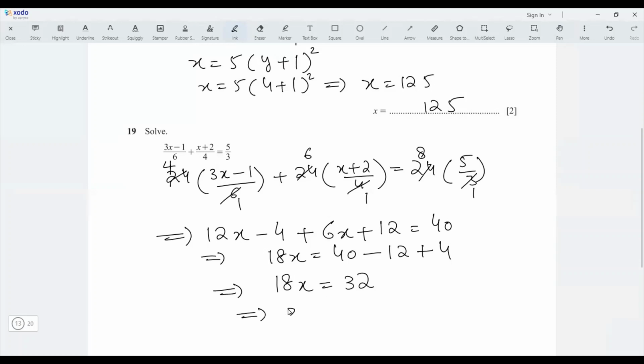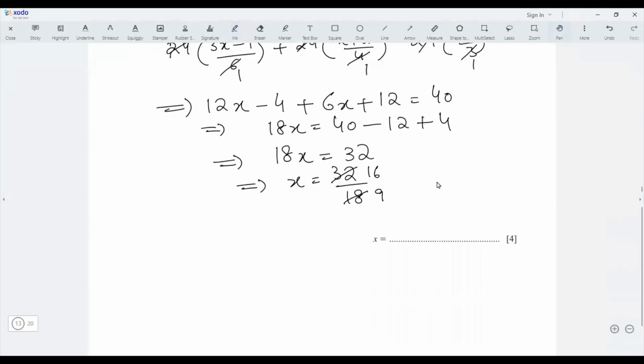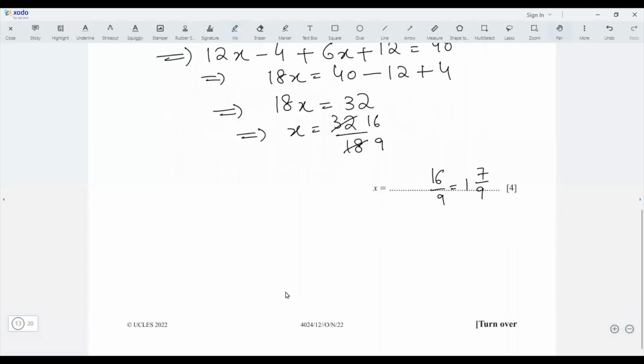Now dividing 18 onto the other side, 32 over 18, cut down the numbers, it is basically 2 16 times and 2 9 times. So 16 by 9 will be our answer for this, or we can write down as 1 whole 7 over 9. Both are same. So moving ahead to the next part. So I hope all of you understand this.